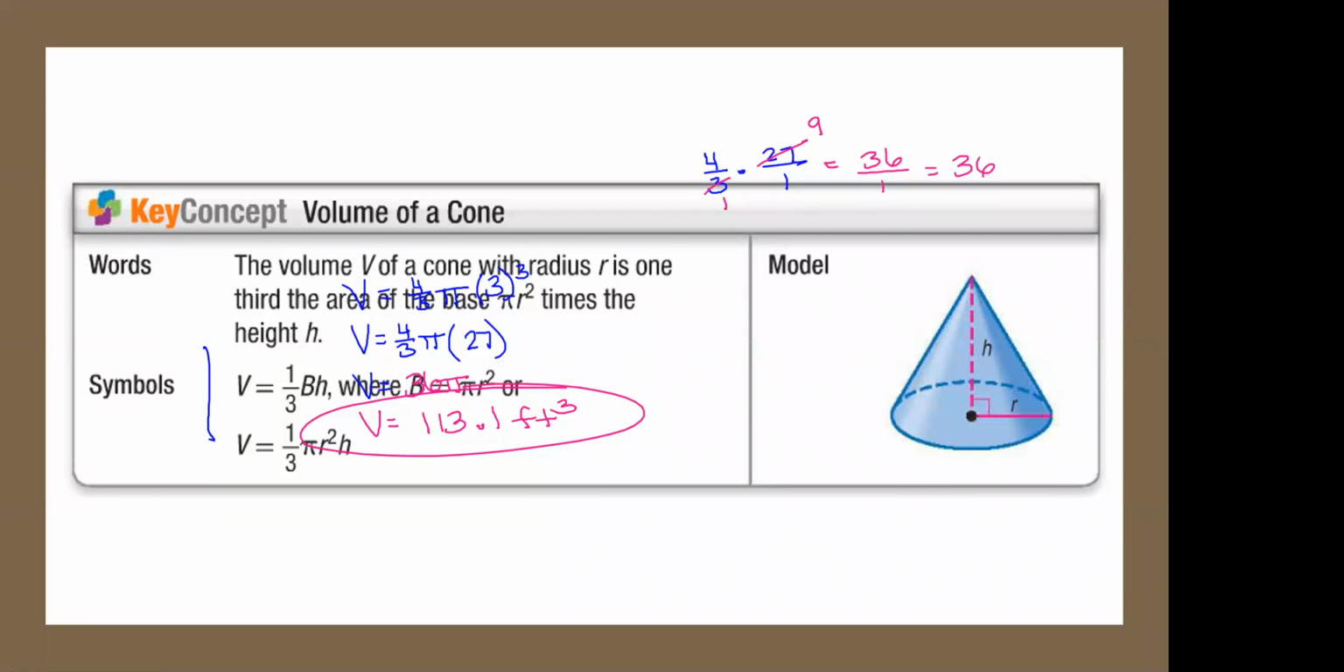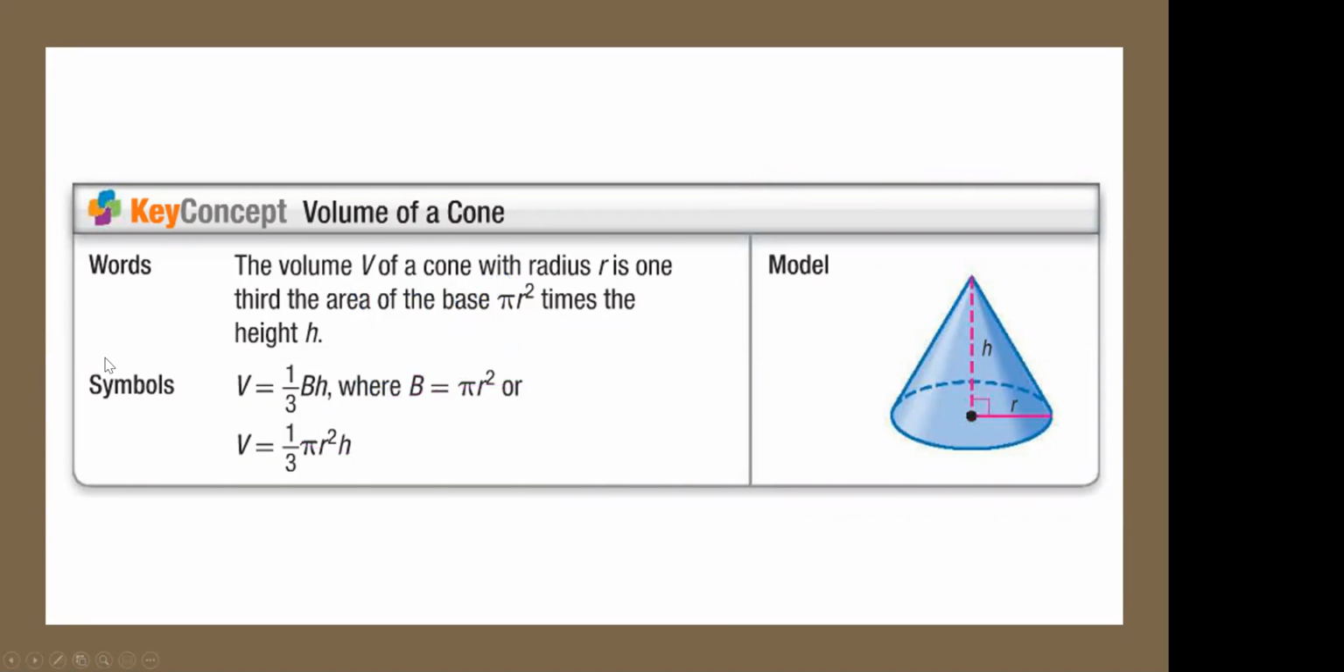Next one, our next section, talks about the volume of a cone. So that's 1/3 times the area of the base, which the base is a circle. So that would be pi r squared times the height of the cone. So your formula ends up being volume is equal to 1/3 times pi r squared times the height.